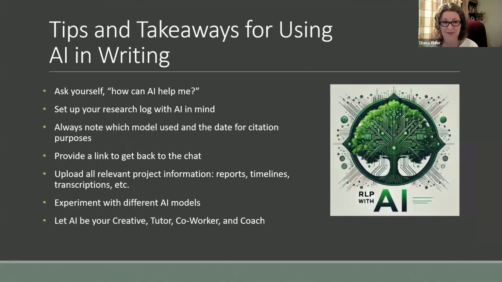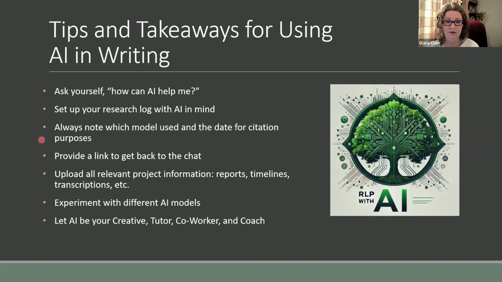So, some tips and takeaways for using AI in writing. Ask yourself, how can AI help me? Set up your research log with AI in mind. The only reason I could use my research log to help me do those tables was that I had done a really good job of data extraction and had created my citations within my research log so they would be ready for the report. So if you have your research log really well done, then it's much easier to ask AI to use it.